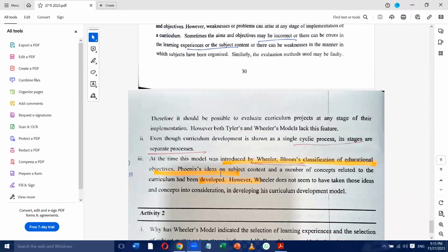By this time, Wheeler was bringing out his system of curriculum development. Bloom's classification of educational objectives, Phenix's ideas on the subject and content, and some other concepts related to the curriculum had been developed and given to the world, but Wheeler did not want to take these things into consideration. He just put forward his own ideas. But even so, it was accepted at a certain period in the past, and even now we are talking about it. So Wheeler also has made a prominent contribution to developing a curriculum system.